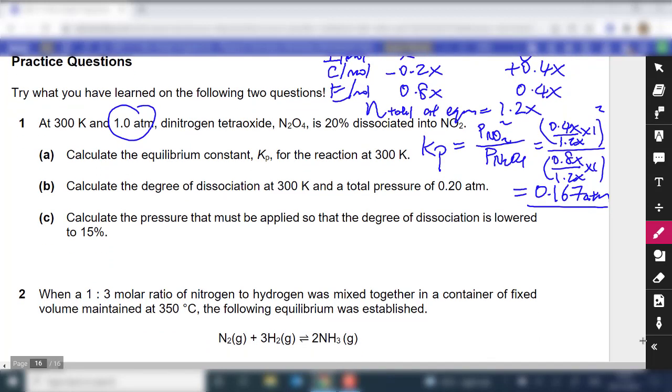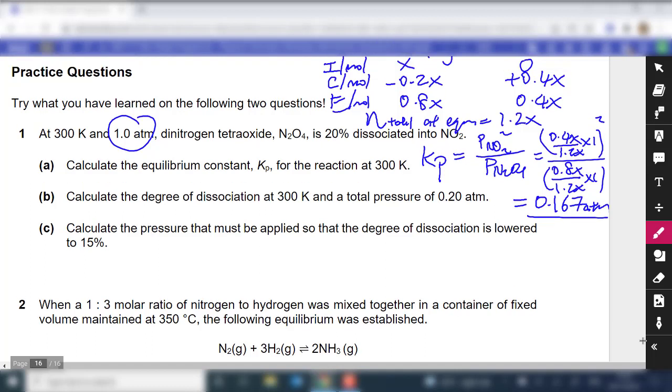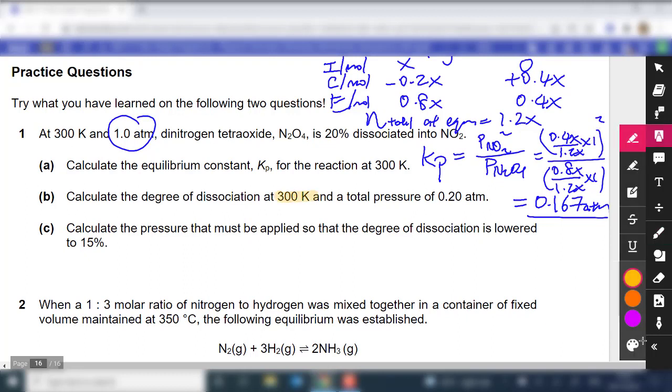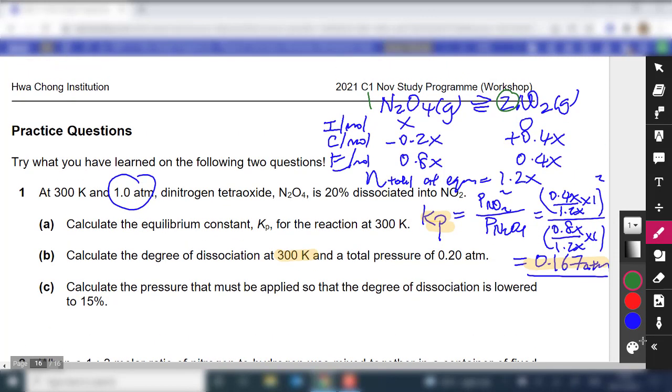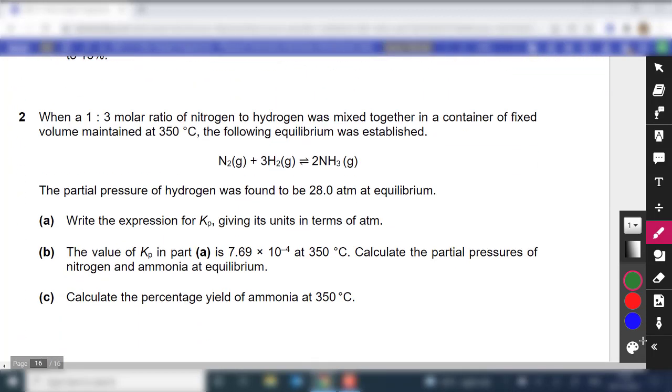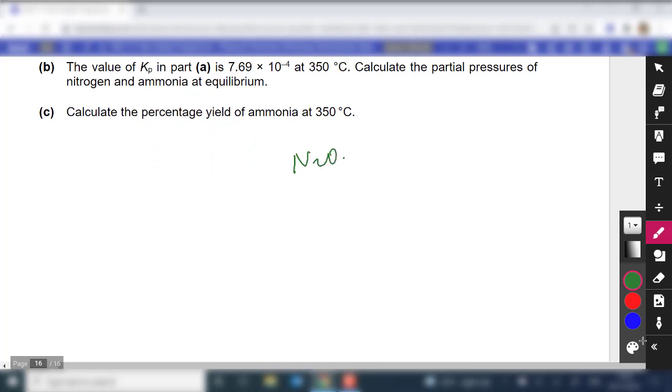And then after that, you're supposed to calculate the degree of dissociation at 300 Kelvin and a total pressure of 0.2 atmosphere. What you can take note of is that the temperature is the same, so therefore you would expect the Kp to be equal to 0.167 atmosphere. Okay, so right now we need to recreate the ICE table so that it will help us in our calculations. I'm going to write it over here. So N2O4 gaseous equilibrate to give us 2NO2 gaseous. So in terms of amounts, ICE, in mol.